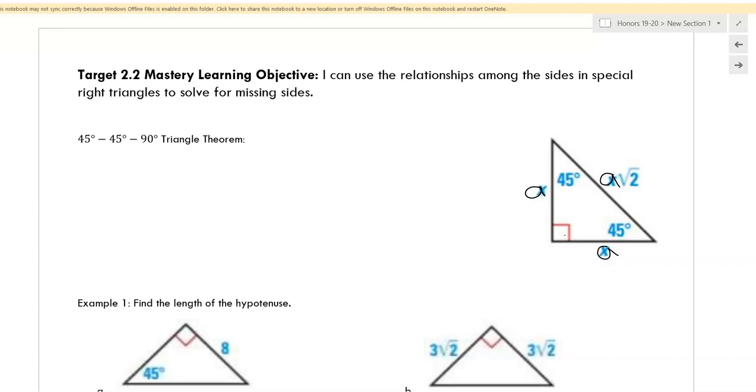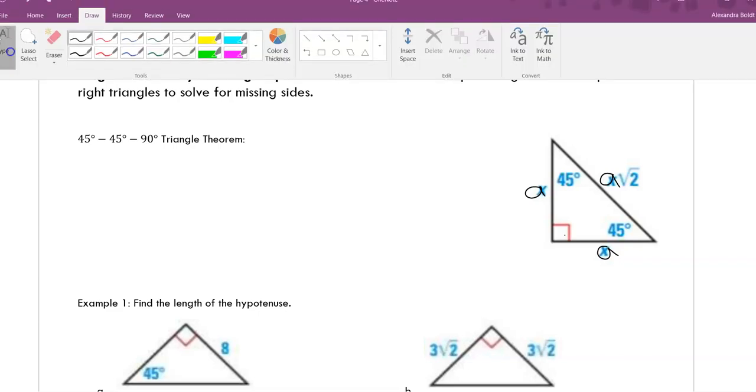So we can use this to quickly solve if we only know one side of a right triangle, but it is one of these special triangles. We can solve for the other two sides. Instead of the Pythagorean theorem, where we need two sides that we know to solve for the one missing one. So looking at some of our examples.